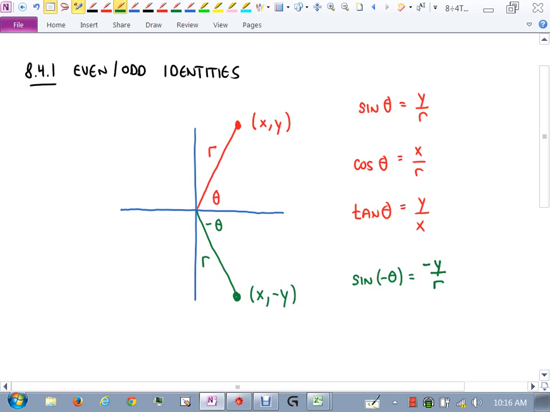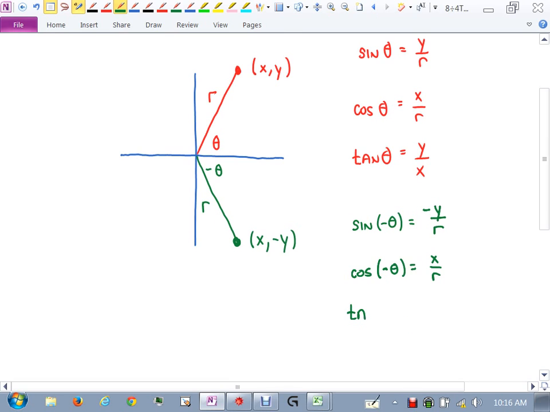Do y'all buy that? What would cosine theta be? Sorry, cosine negative theta would be x over r, right? And what would tangent of negative theta be? Negative y over x. Okay, so I just did the same three trig functions for that point because I was looking at negative theta instead of theta. Everyone cool with this?